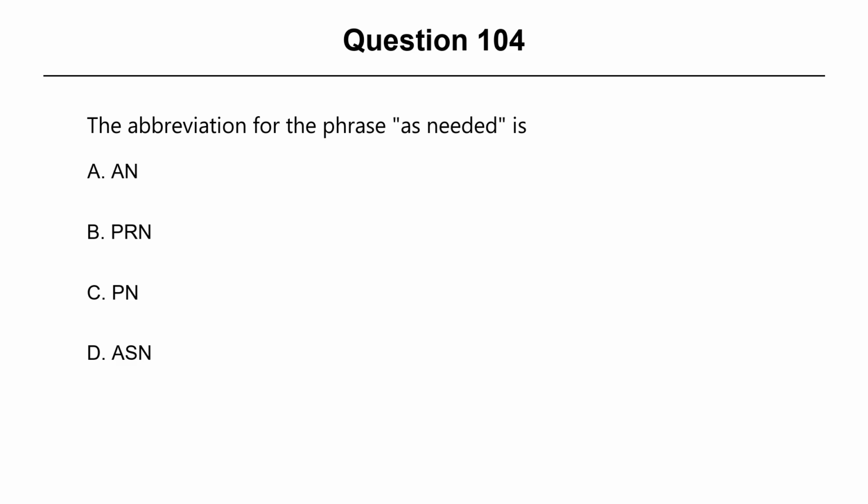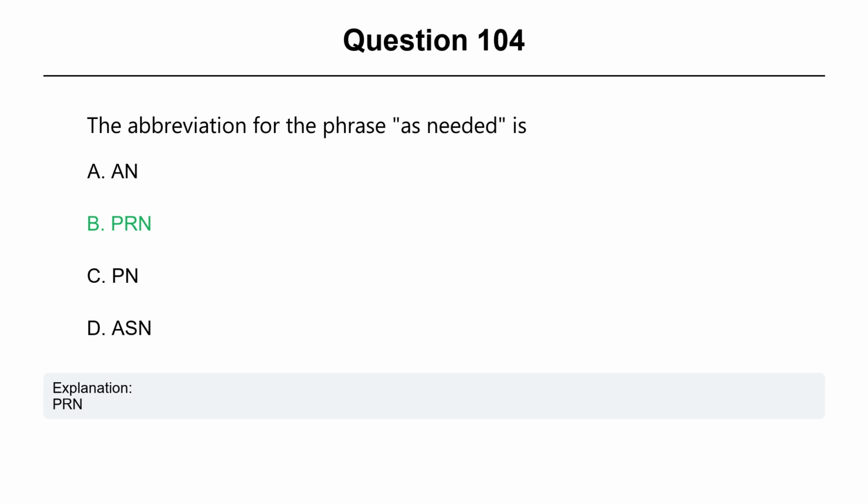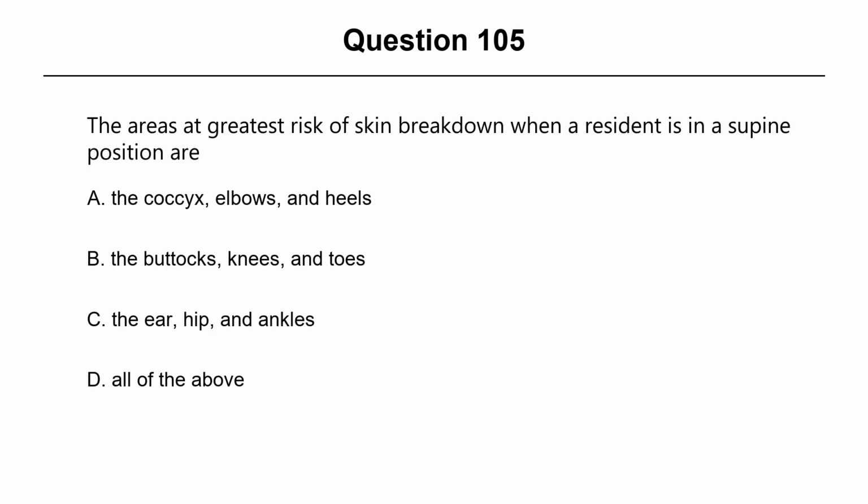Question 104. The abbreviation for the phrase "as needed" is: Option A, N. Option B, PRN. Option C, PN. Option D, ASN. The correct answer is option B, PRN.